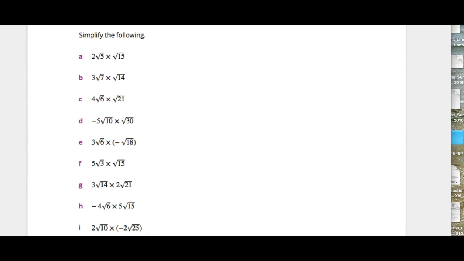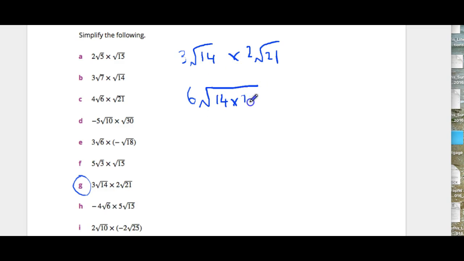Okay, question 2 is basically similar to what I just did. Let's do G. If we have 3 root 14 times 2 root 21, we multiply the numbers at the front, and the square root of 14 and the square root of 21 cannot be simplified. So we've got 6 square root of 14 times 21.